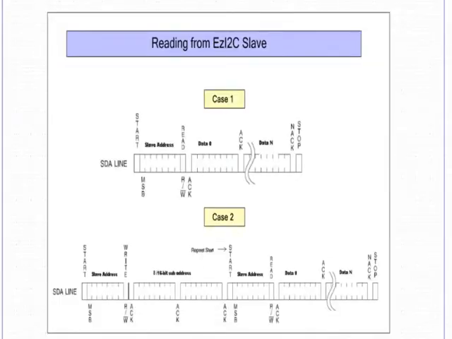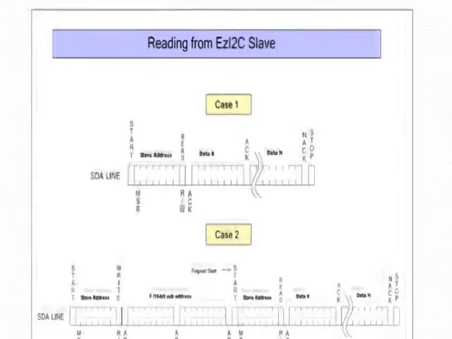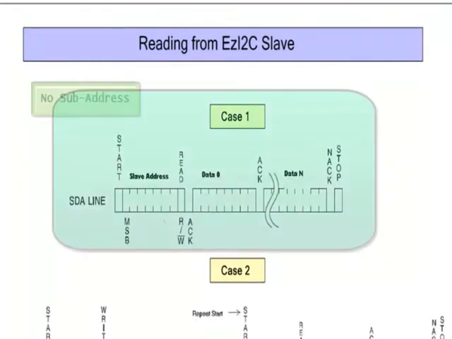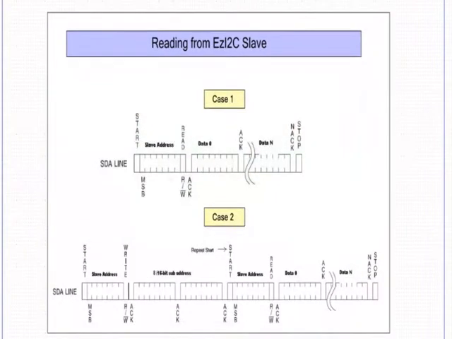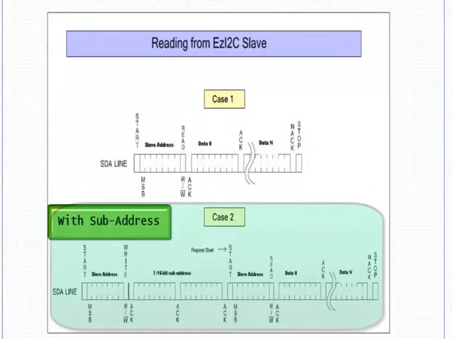In the read event, there are two cases. If the I2C master initiates a read transaction without providing a subaddress, EasyI2C will send the data pointed to by the previously set subaddress value. If the master wants to read the data from a different location in the slave buffer, it has to write the subaddress and then initiate a repeat start condition as shown here.